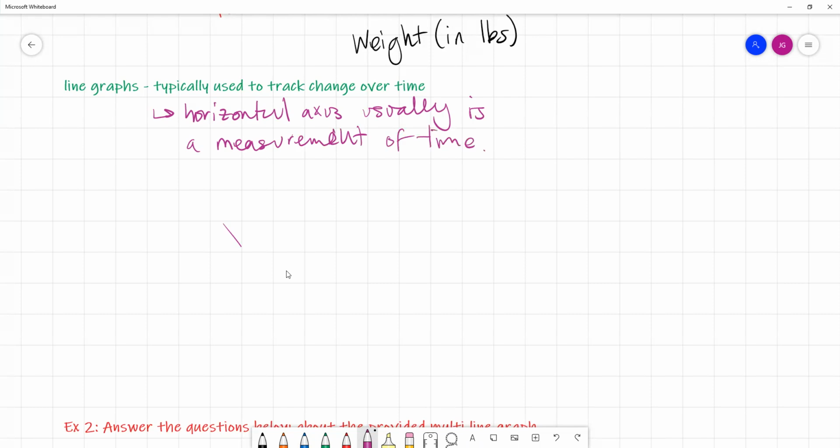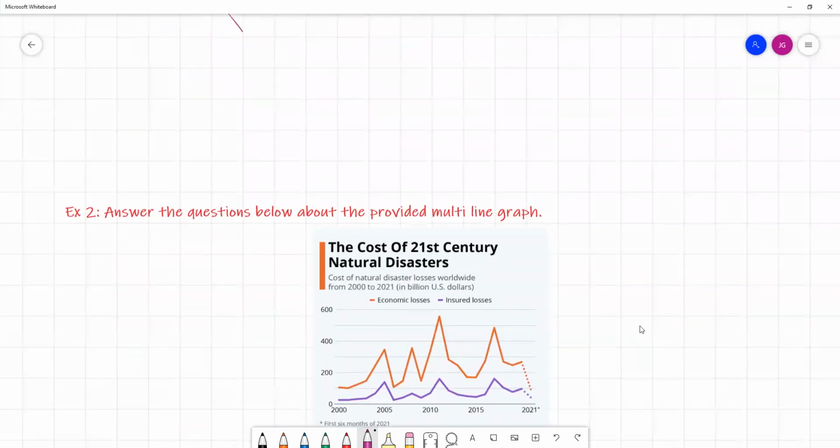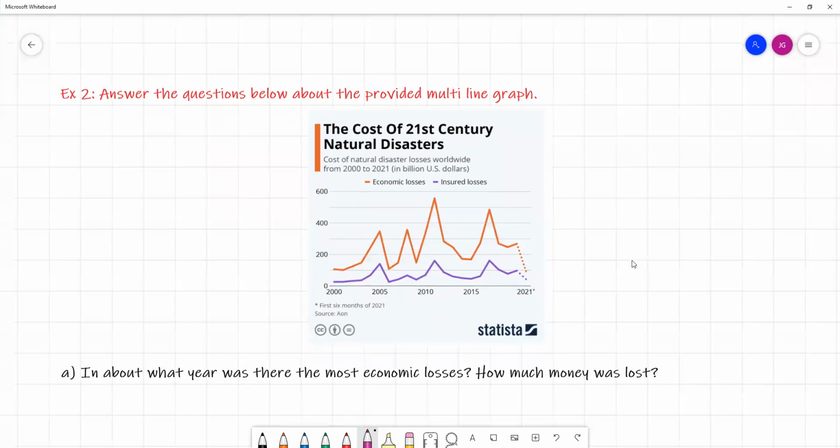Okay, and so that's really the main idea of line graphs. We can use it for other purposes, but typically we use it to track how things change over time. Okay, so let's go ahead and do this last example where we're just reading through a graph. Answer the questions below about the provided multi-line graph. A multi-line graph is when I have multiple lines, right? One represents one kind of quantity, while the other represents a different quantity.